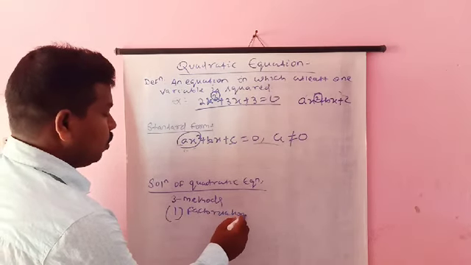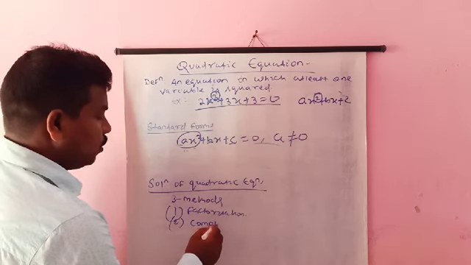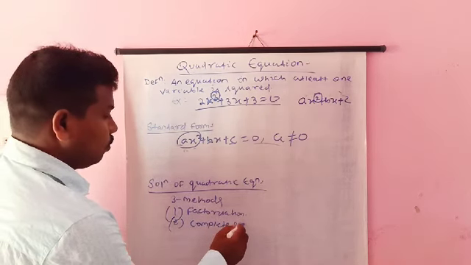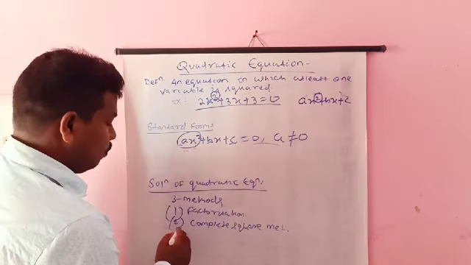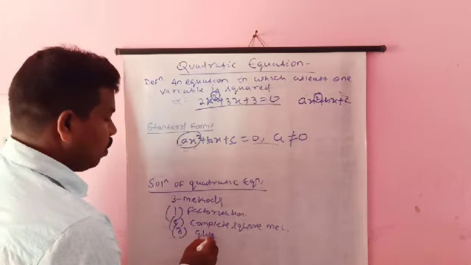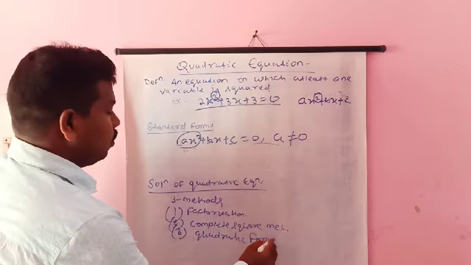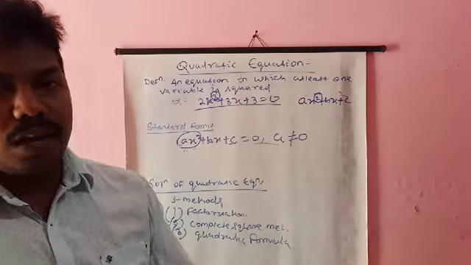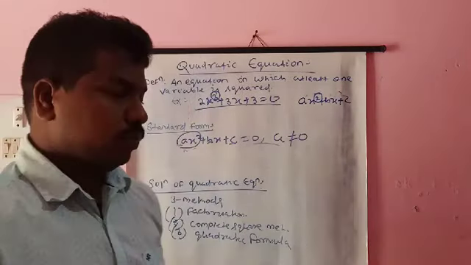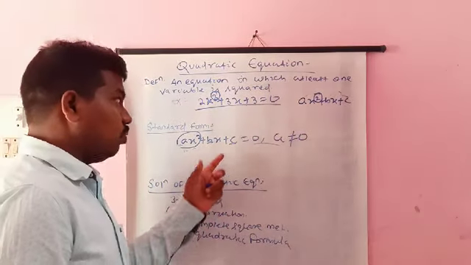So the factorization method. The second one is the complete square method. The third one is the quadratic formula method. So these are the three types of methods to find the solution of a quadratic equation, or to find the roots of the quadratic equation. This is the main part of the quadratic equation chapter.